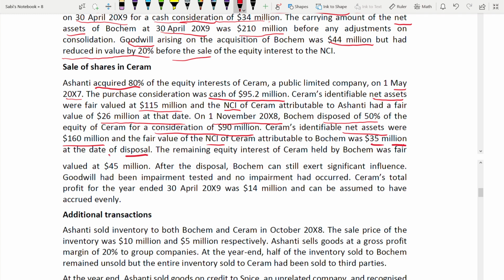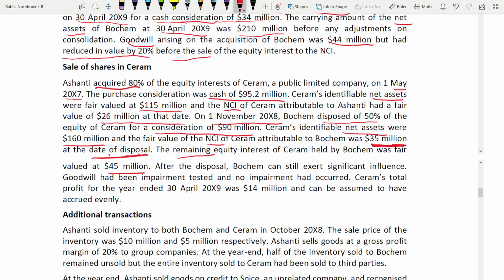You should know two things. Whenever disposal happens after the purchase, you have to know the fair value at the date of the purchase, as well as the fair value at the date of the disposal also. It's very important that you know these two things. Whenever a sale has taken place after a purchase, if you are not selling completely, something you are retaining, that retained portion needs to be fair valued. That is your associate. So the remaining is 45 million.